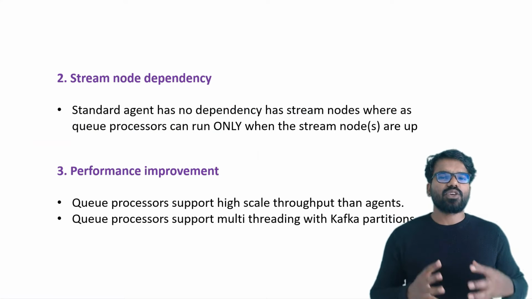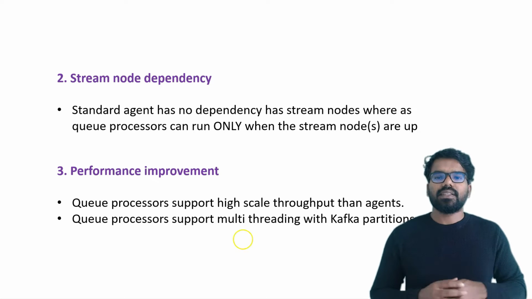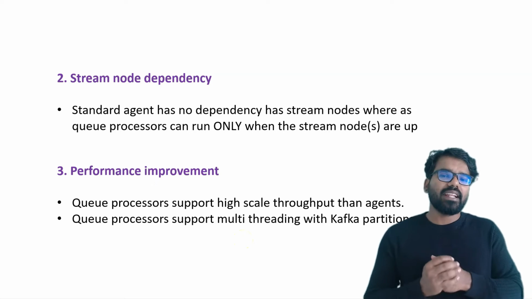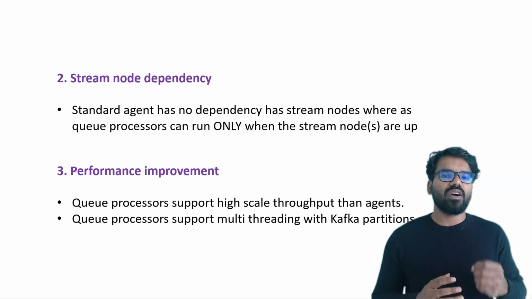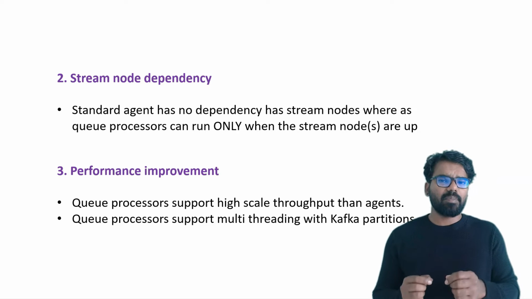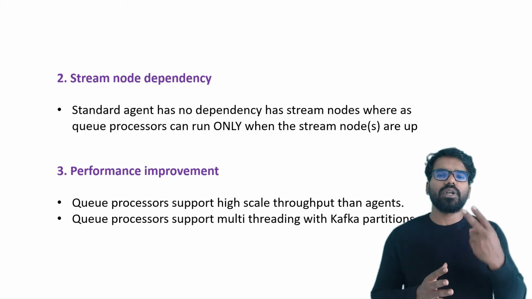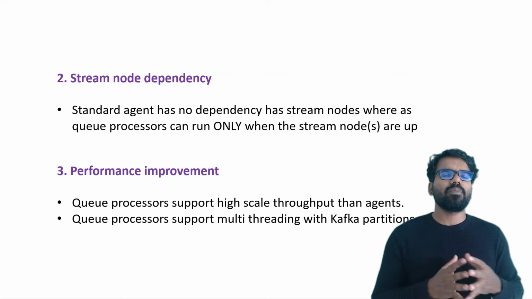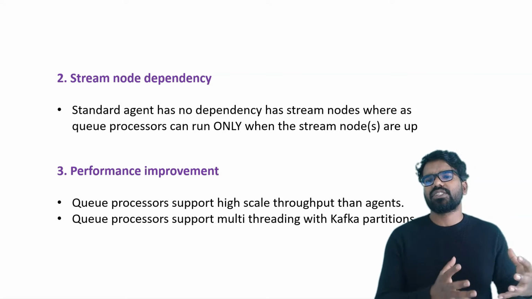Pega claims that queue processor runs much faster than the standard agents. They support high-scale throughput and they also support multi-threading. In the queue processor rule form, you can configure the multi-threading option, and this option is dependent on the partitions. For example, if your Kafka data has 20 partitions, then at a maximum you can have 20 threads running. You can't have more than the partition value.